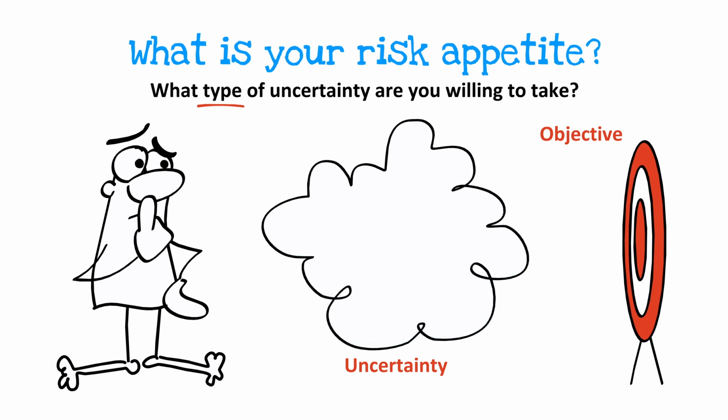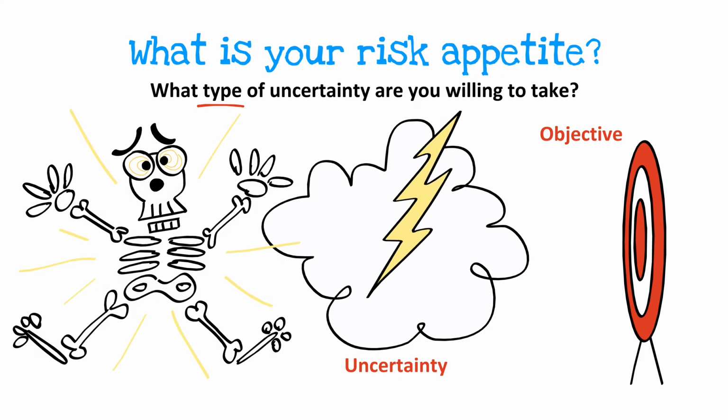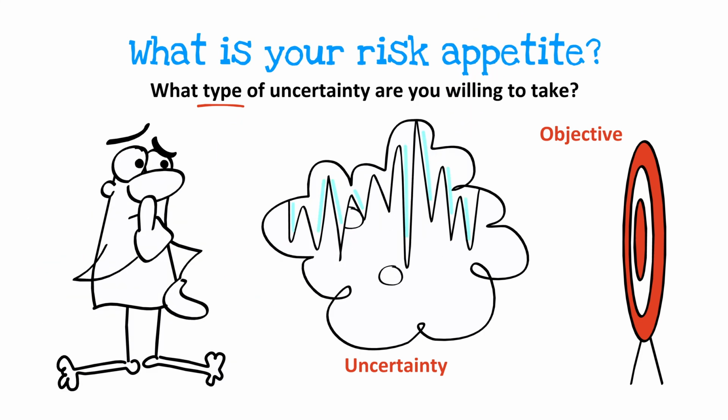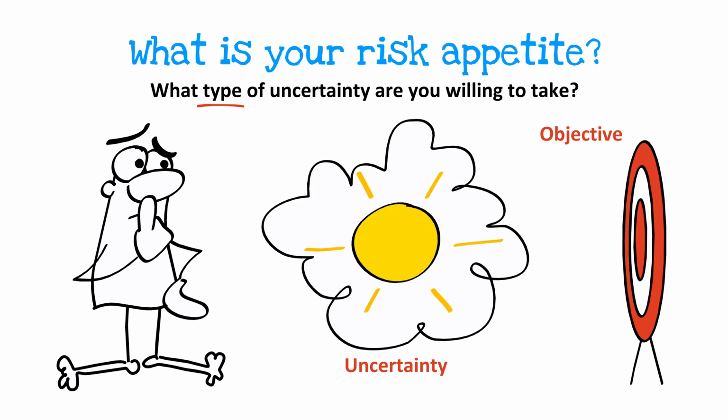And finally, what type of weather uncertainty are you willing to take? Are you comfortable with rain, but not with a thunderstorm? What about temperature? Will you stay indoors when it's cold and icy, but feel comfortable with heat and humidity? So now you understand what risk appetite is.